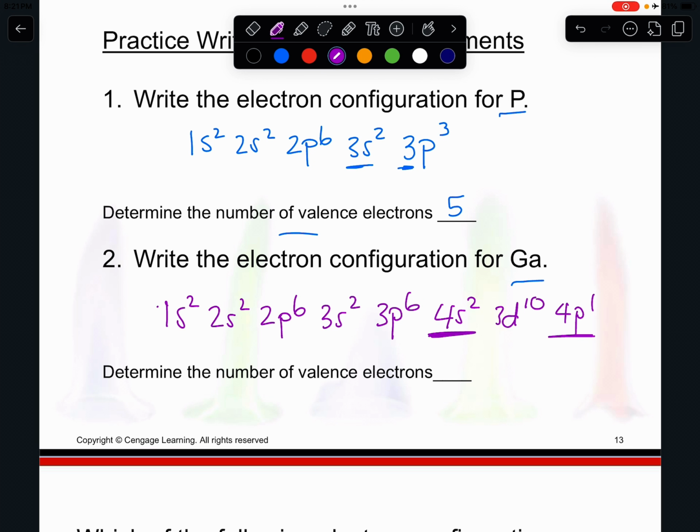All right, so let's practice figuring out mistakes in electron configurations or orbital diagrams. Which of the following electron configurations or orbital diagrams are allowed and which are not?